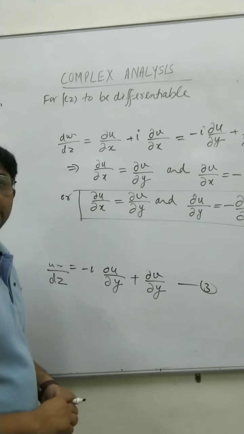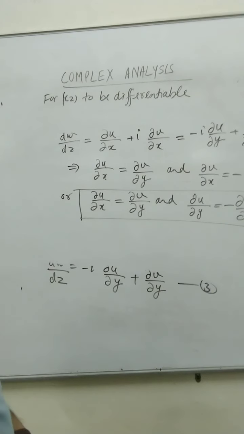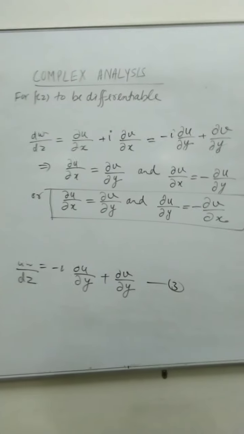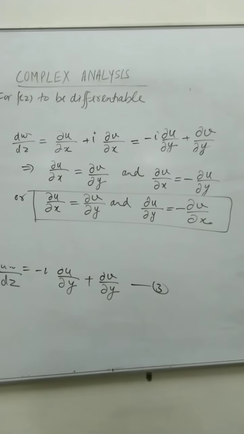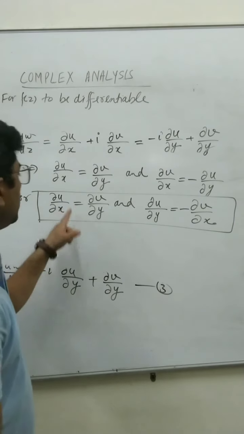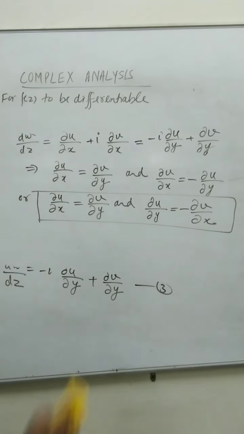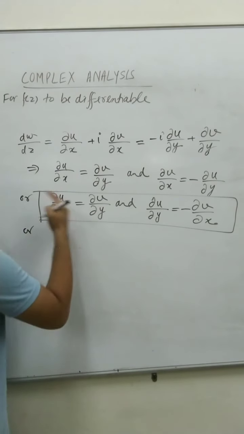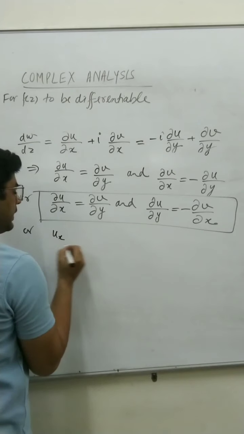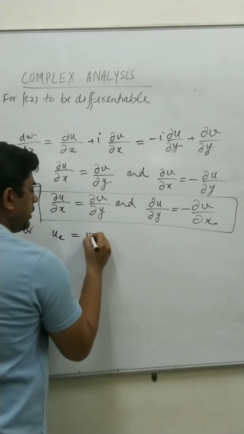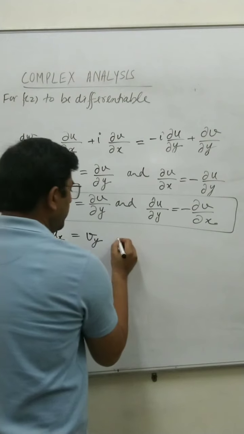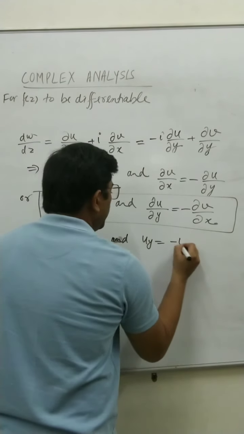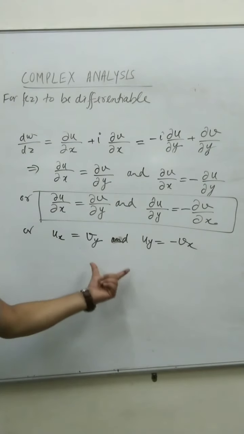So under these conditions, a function is differentiable. Okay. So these are the two conditions in which a function is differentiable. Now we can also write these conditions in short. Partial derivative of u with respect to x can be written as ux. Partial derivative of v with respect to y can be written as vy. So ux equal to vy and uy equal to minus vx. In short, we can write it like this.